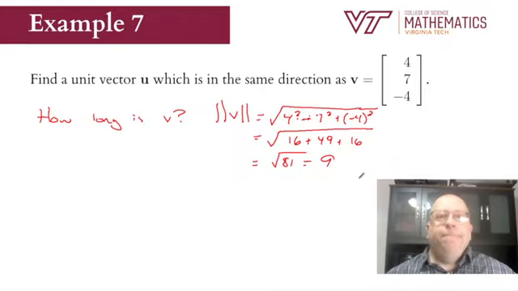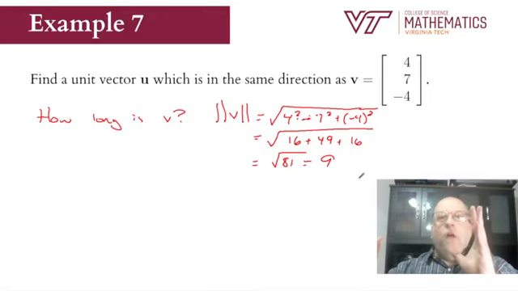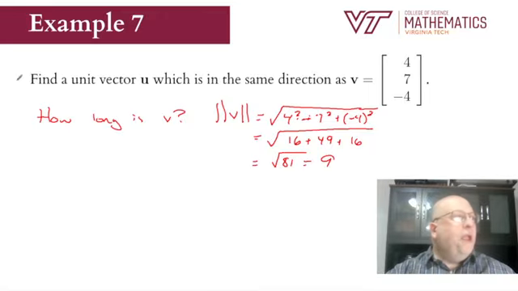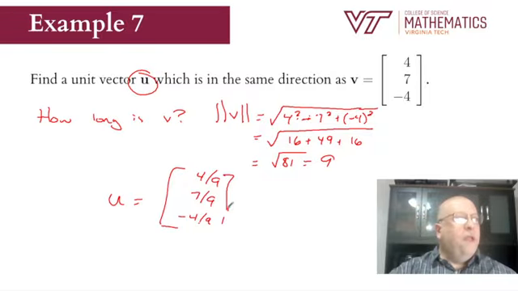All right. So the vector right now is 9 units long, and we want to make it just 1 unit long. And so we want to divide everything by 9 to make it smaller. And so the unit vector that we want, the vector u, is the vector 4/9, 7/9, and negative 4/9. And that vector will be exactly 1 unit long. Okay?